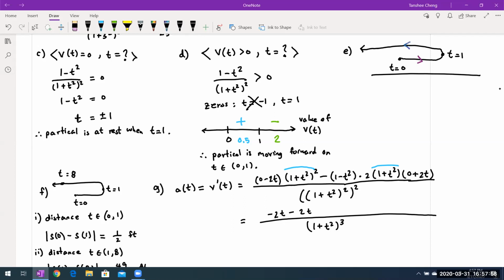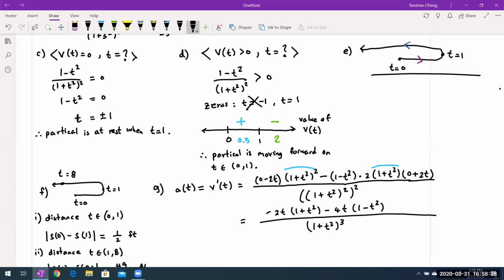Let me do it a different way. Distributing is too much work. So what I'm going to do is write it out so that we can continue a little bit faster. Not distributing, but just writing it down. That will be negative 2t times 1 plus t squared, minus, and this will become 2 times 2 is 4t, over 1 minus t squared.